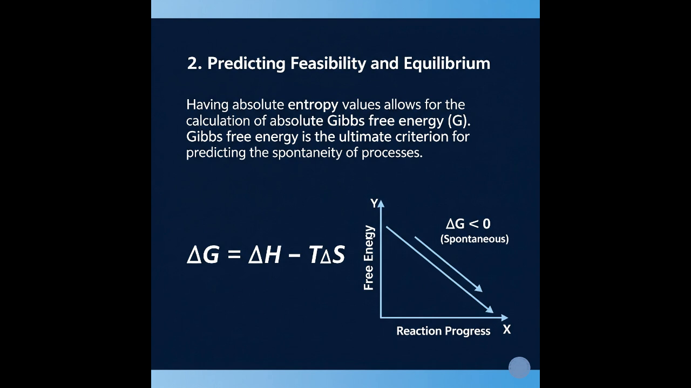The next significance to be mentioned is predicting feasibility and equilibrium. Having absolute entropy values allows us to calculate the absolute Gibbs free energy of substances, which, as we'll see in the next lesson, is the ultimate criterion for predicting the spontaneity and equilibrium of processes in materials systems. Without the third law, we would only be able to calculate changes in free energy, not absolute values.